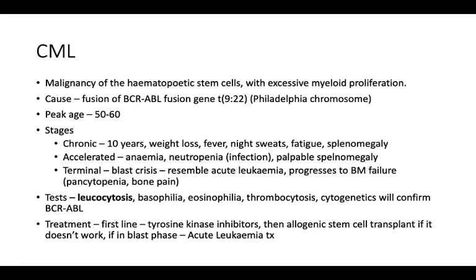Then you get the accelerated phase, in which you have an anemia, you might have neutropenia leading to frequent infections, and at this stage you can get a palpable splenomegaly. Then this can progress into the terminal phase, which is called the blast crisis. At this stage, CML will resemble an acute leukemia. If you look at the film, you would see a lot of blasts, and it can progress to bone marrow failure. So these are the different stages of CML.